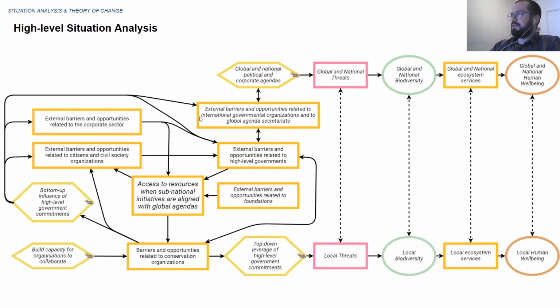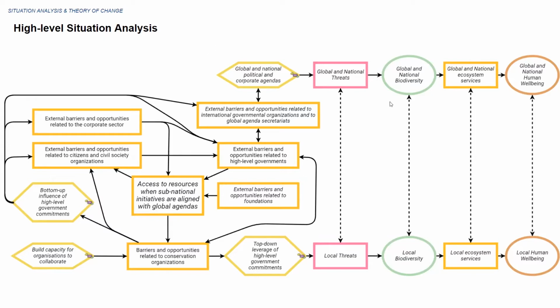So that's showing again the same situation analysis, but we start showing some of the opportunities and barriers associated with the various actors that we have identified. Here, can everybody see my arrow when I'm pointing to the diagram? Yeah, I see it. Okay, good.